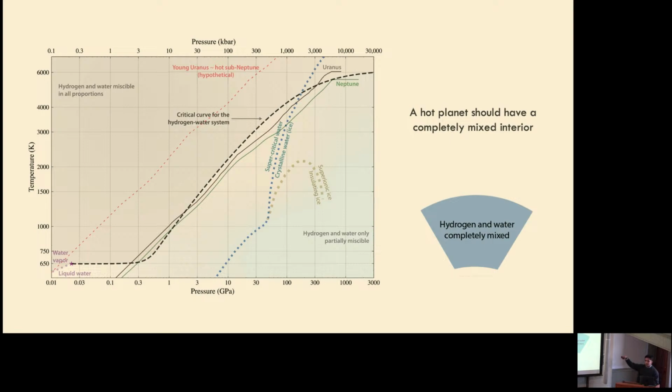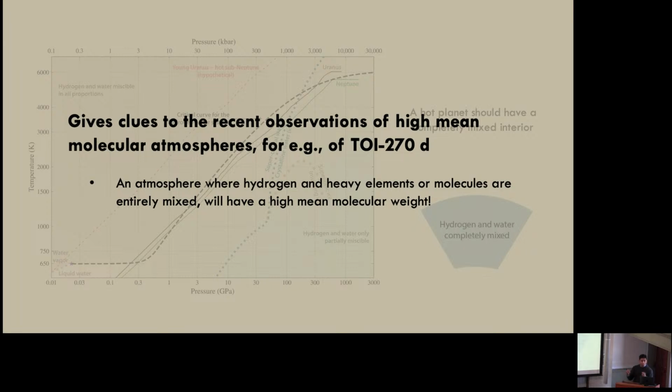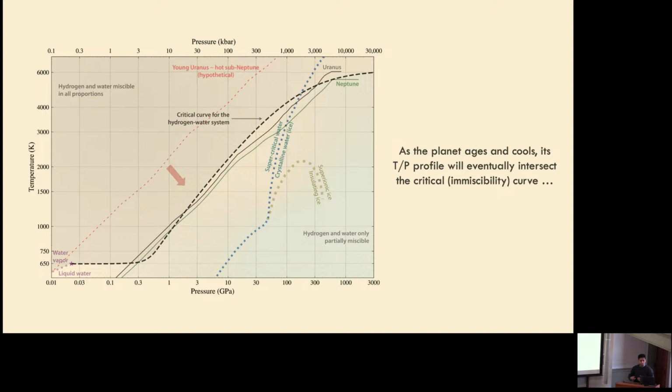It completely lies in the region where you expect hydrogen and water to be completely mixed. So if you're looking at a hot enough exoplanet, and if it is water-rich, you actually expect its entire atmosphere to be a mixture of hydrogen and water. And this gives physically motivated clues to understanding some of these recent observations we are getting of high mean molecular weight atmospheres.